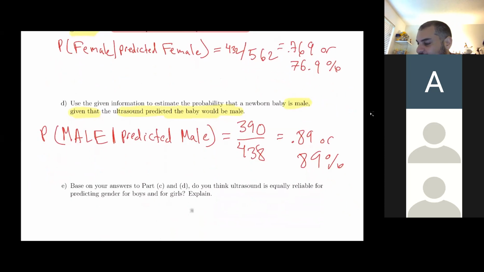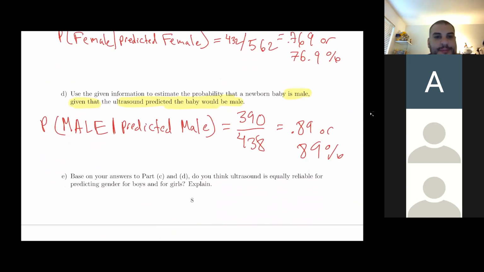All right, so lastly, let's do part E. Based on your answer to parts C and D, do you think an ultrasound is equally reliable for predicting gender for boys and for girls? So we've seen the numbers. If the ultrasound predicted it to be female, it is right 76% of the time or 77% of the time. If an ultrasound predicted it to be male, it was right 89% of the time. So is it equally reliable or is it more reliable for a certain gender? It's more reliable for a male.